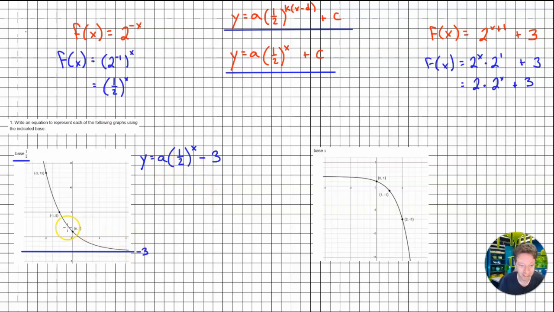So pick a point, any point. I like this one because it's really quite easy to work with. So if I just substitute those in for x and y, we have y is 1. That equals a times 1/2 to the power of 0, subtract 3. Well, anything to the power of 0 is just 1, so that's just a minus 3. So if we bring -3 to the other side, we just have a equals 3 plus 1, which is 4. So this graph is equivalent to y equals 4 times 1/2 to the power of x, minus 3.